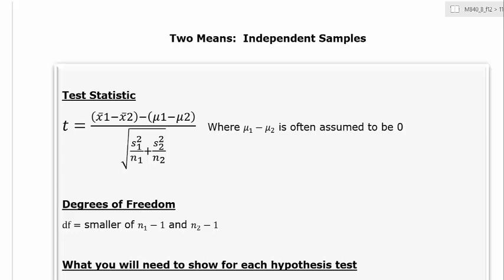This is usually assumed to be 0 when we're doing a hypothesis test about two means. And then we divide that by the square root of s sub 1 squared over n1 plus s sub 2 squared over n2. The degrees of freedom. There's a more complicated formula that the calculator will use, but we're just going to use this simple case of the smaller of these two.